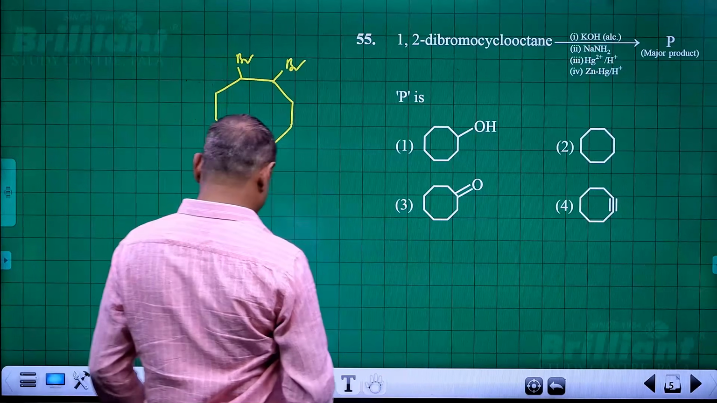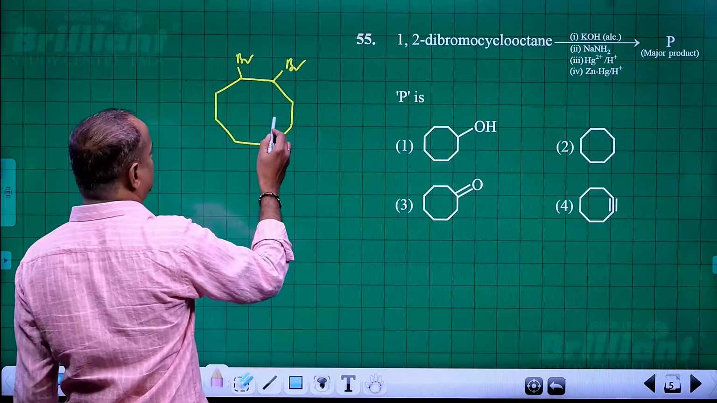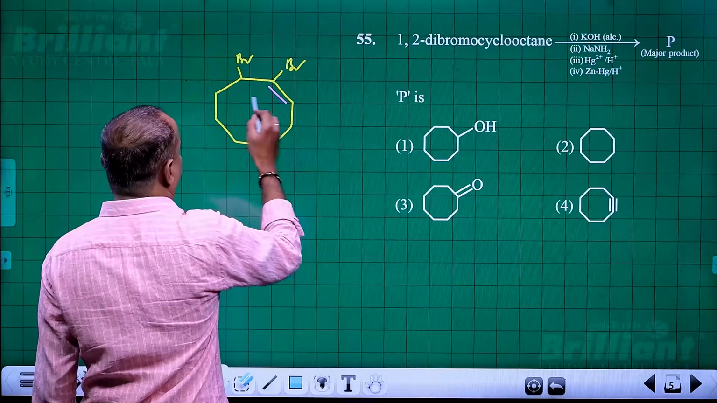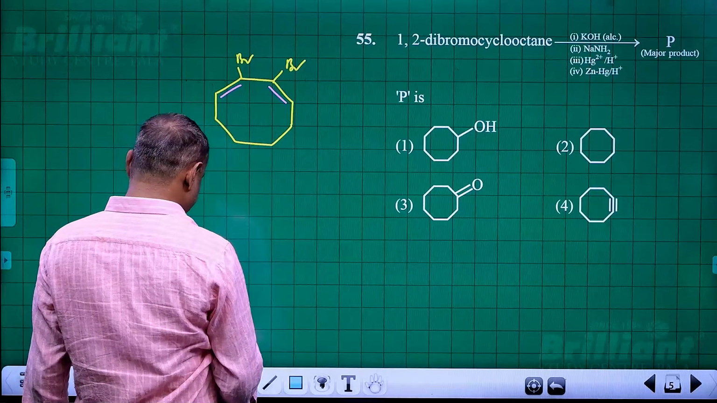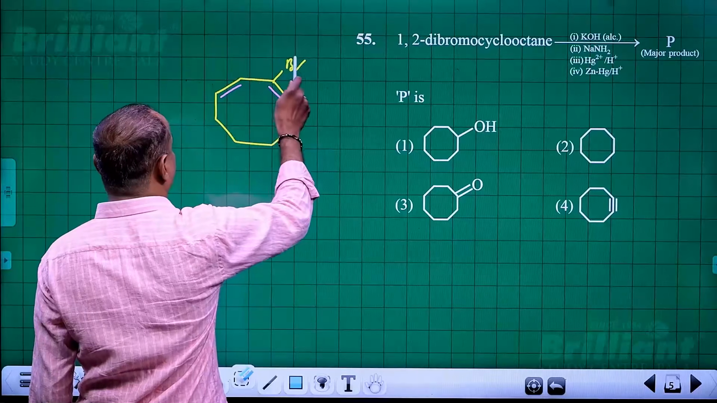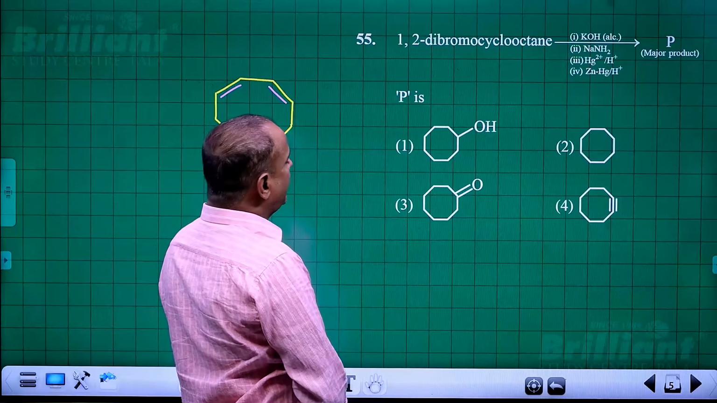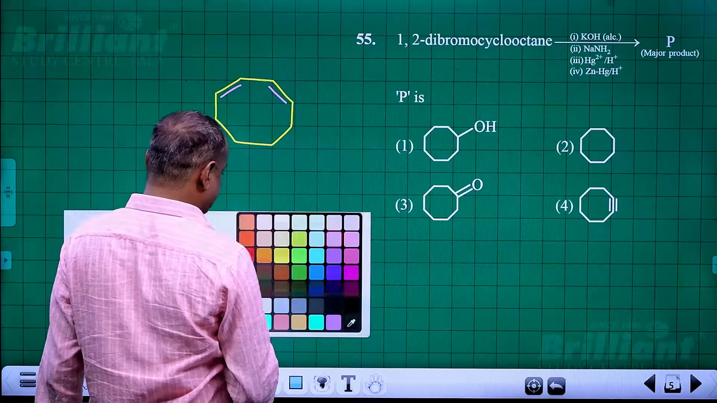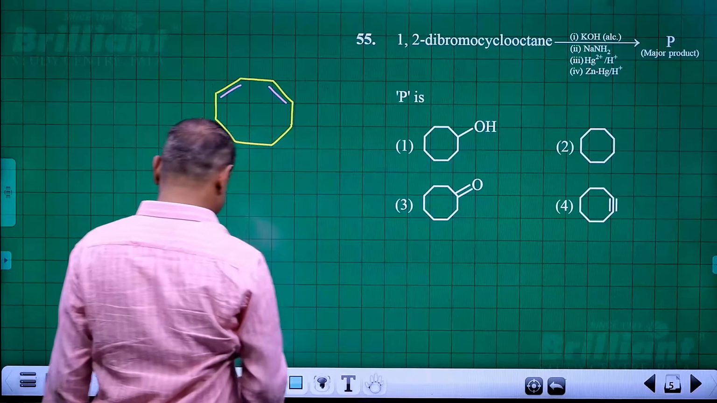Alcoholic KOH. Okay. Conjugated double bonds. Next, NaNH2. Oh, it is nothing but both of them same only, like this.